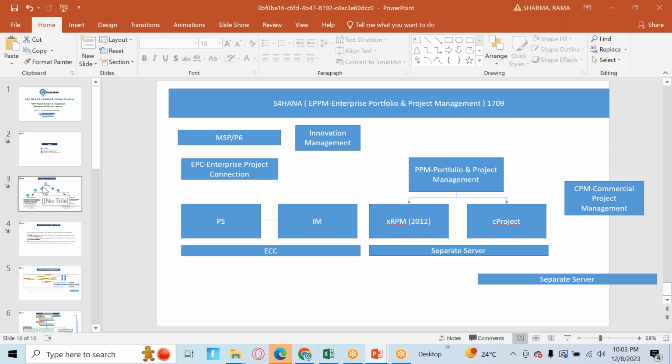So this was just a quick overview to understand what EPPM is, what we have in IM and PS, and what the different types of projects are in the project system. Just let me go through it in a more formal way to understand that. And then we'll go to Rama next.